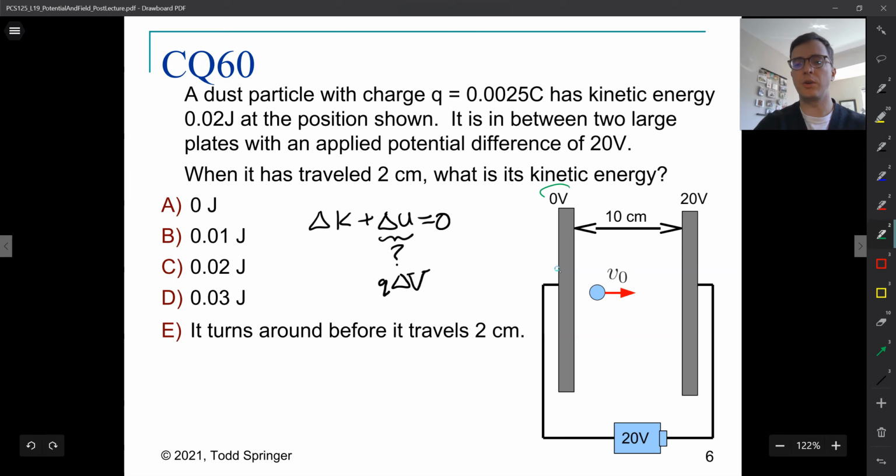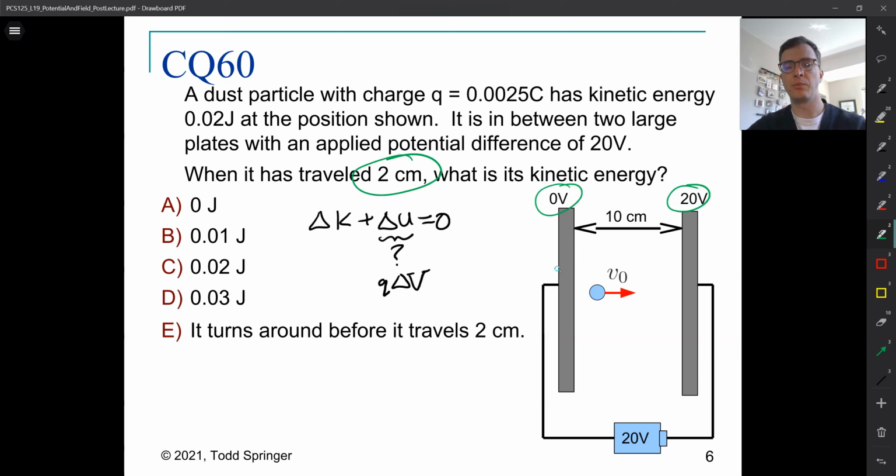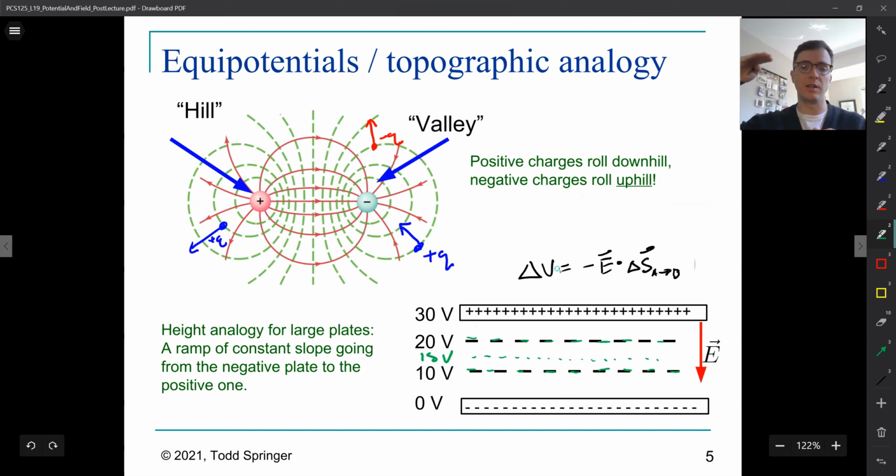If I went all the way across from 0 from one side to the other, delta V would be 20. Okay, but I'm not traveling the whole 10 centimeters. I'm only traveling 2 centimeters, right? So I'm traveling 1/5 of the distance. Remembering that between two plates, the voltage change is linear, if I go 1/5 of the distance across the plates, I will go through 1/5 of the voltage change.